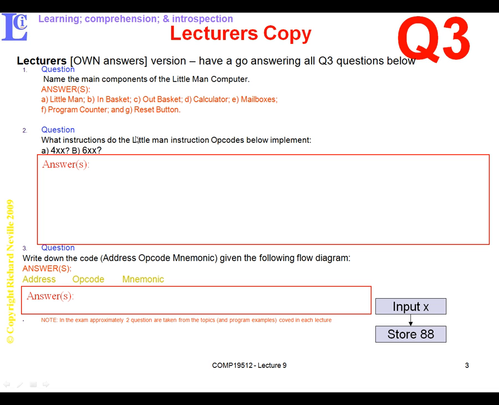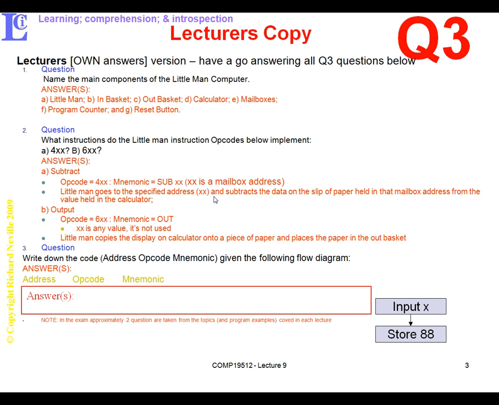So question 2 in Q3s, what instructions do the little man instructions opcode below implement? So we've got 4xx for A and 6xx for B. I'll let you think about that for a minute or refer to your last week's notes. And the answer is opcode 4xx is a subtract operation, and opcode 6xx is an out operation.